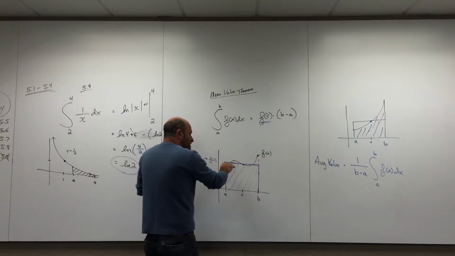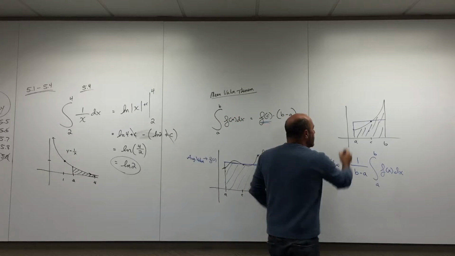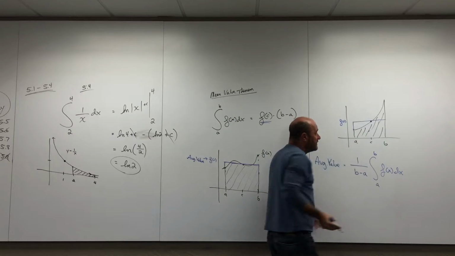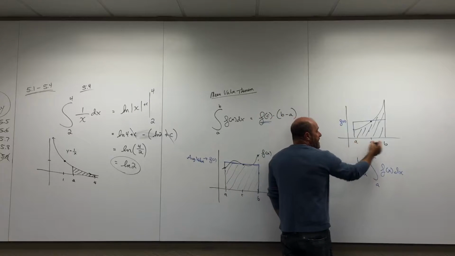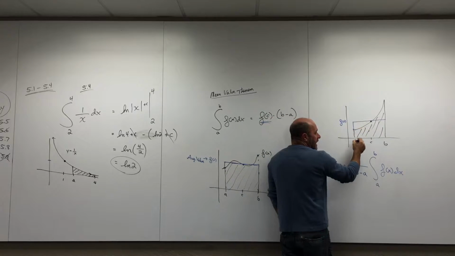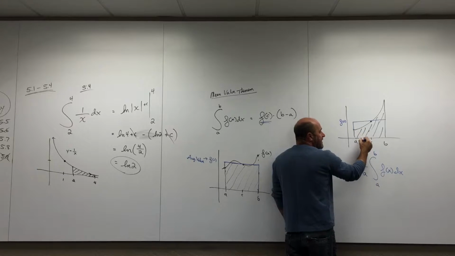It's this height that balances out the area, like I'm sort of describing. It's this average height. To tell you the truth, here's another way to describe it. Between A and B, at each X value, there's a height.